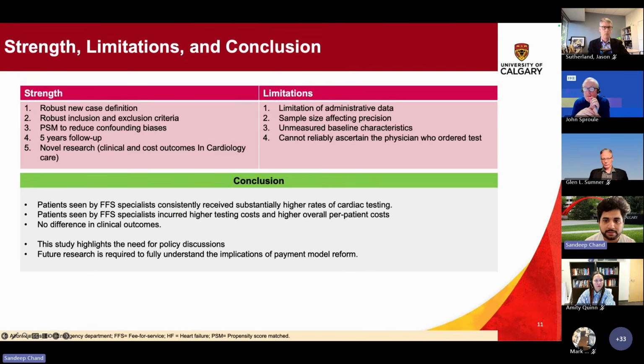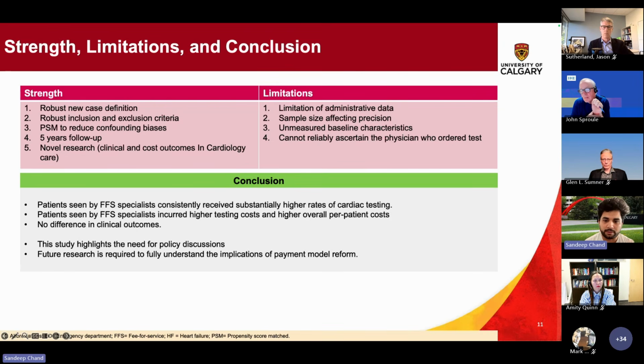Quickly about strengths and limitations. Strengths in our study were a carefully defined new cohort, matching, and 5 years of follow-up. As far as we know, it is the first study to examine both cost and clinical outcomes in cardiology care by payment model. There are some limitations in our study as well. They are billing records, not charts, so we cannot see clinical reasoning. 627 payers is a modest sample. A real difference in death or hospitalization could exist and still be too small for us to detect. Unmeasured differences may remain, and while we could identify each patient's main specialist, we cannot always confirm that the same specialist ordered each test.